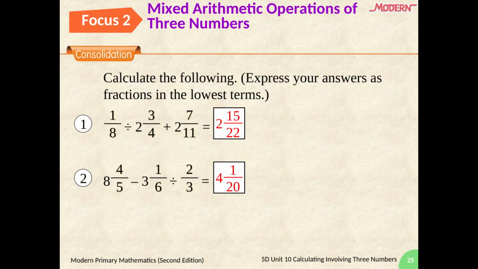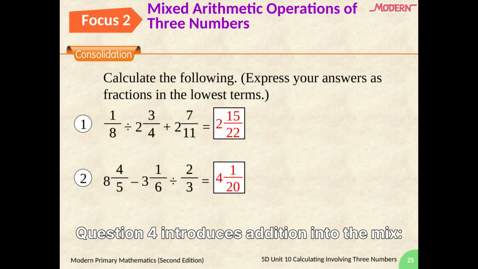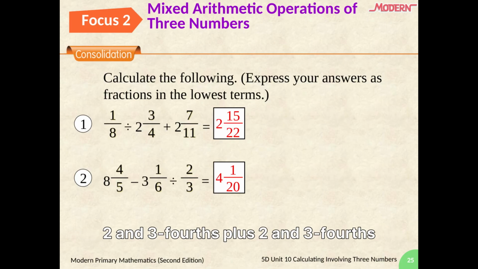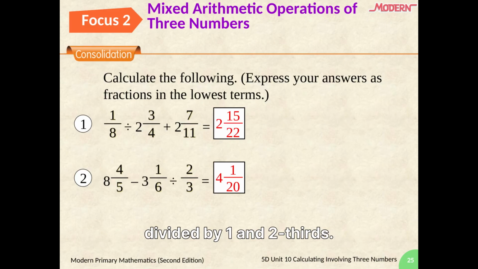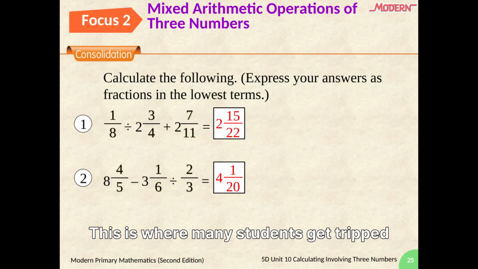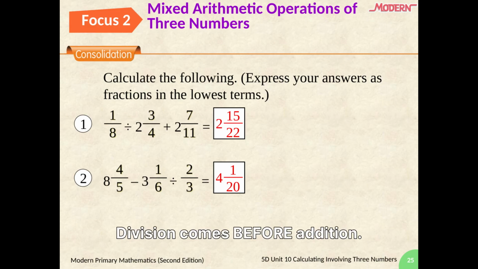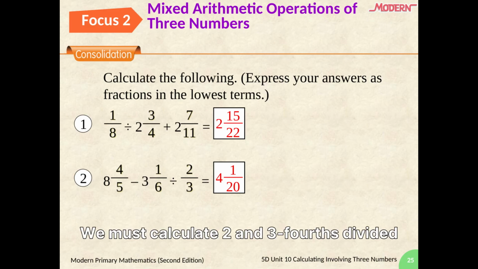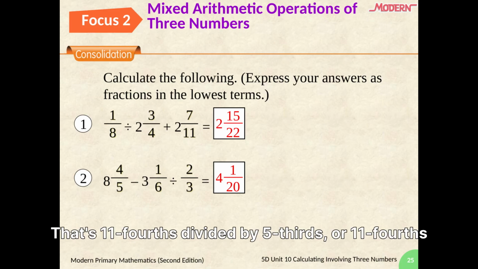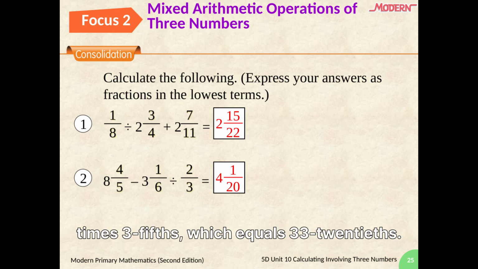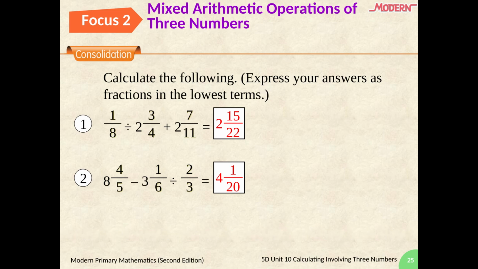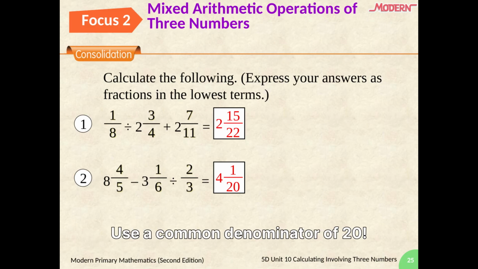Turn to page 70. Question 4 introduces addition into the mix. 2 and 3/4 plus 2 and 3/4 divided by 1 and 2/3. This is where many students get tripped up. The thinking way is the order of operations. Division comes before addition. We must calculate 2 and 3/4 divided by 1 and 2/3 first. That's 11/4 divided by 5/3, or 11/4 times 3/5, which equals 33/20. Now we add that to our starting 2 and 3/4. Use a common denominator of 20.